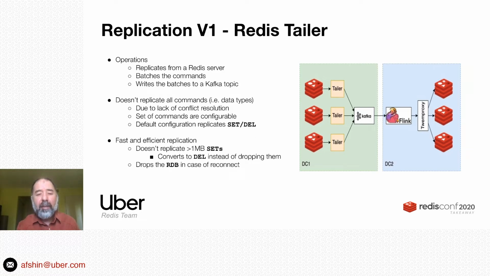We've also made some choices in order to have fast and efficient replication. For example, we don't replicate larger than 1 megabyte set commands. Also, if Tailor has to reconnect to its corresponding Redis server, the RDB will be discarded.